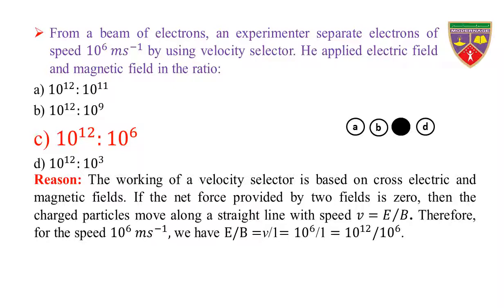Therefore, for the speed 10^6 meter per second, we have E divided by B equal to v divided by 1, which is equal to 10^6 divided by 1, which can be written as 10^12 divided by 10^6. Hence, the ratio E to B is 10^12 to 10^6.